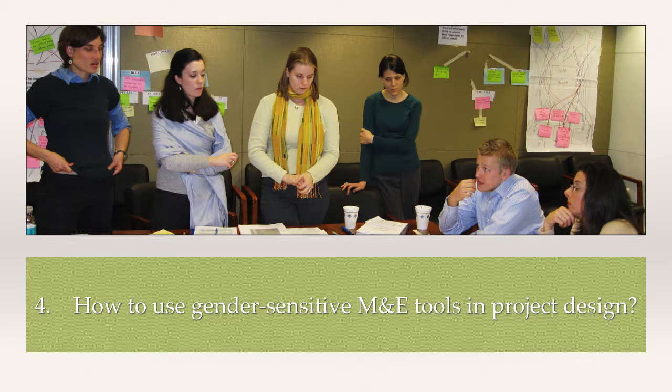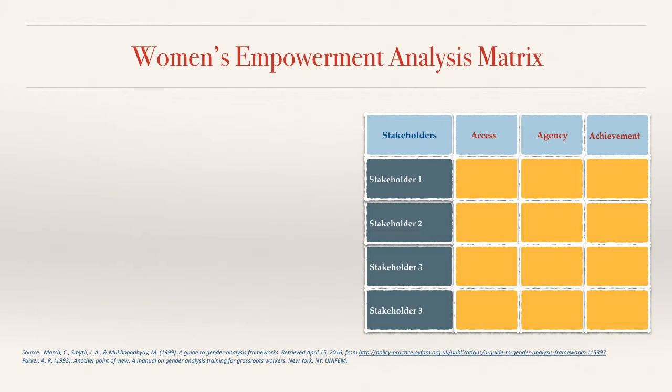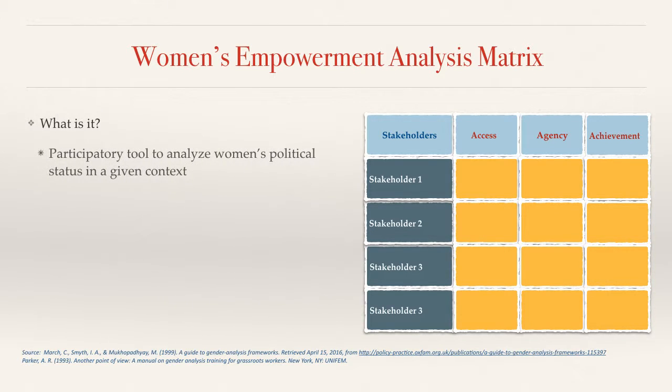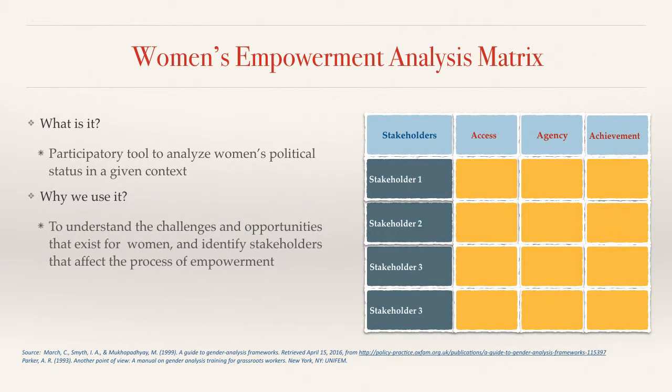So how do we apply these gender-sensitive tools in program design? The Women's Empowerment Analysis Matrix is a participatory tool that helps you analyze women's political status in a given context. The tool helps you understand the challenges and opportunities that exist for women to use representative resources and agency to achieve change. It also helps you identify key stakeholders that impact the outcome. So how do we complete the matrix?